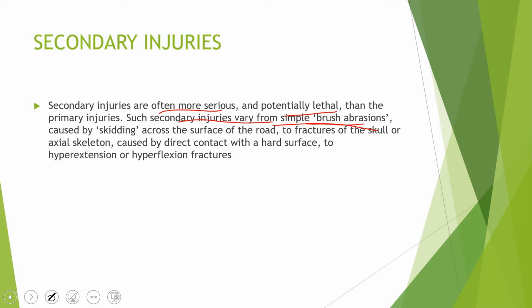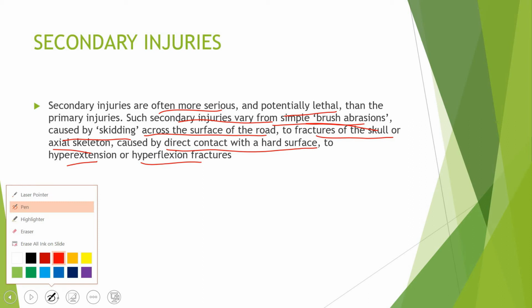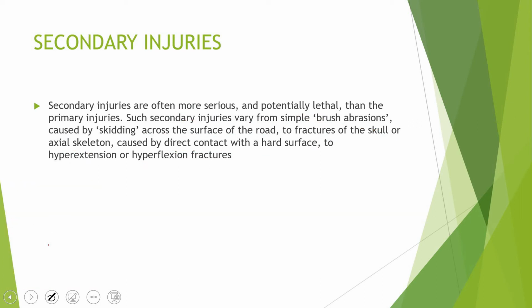Such secondary injuries can vary from simple brush abrasions caused by skidding or frictioning across the surface of the road, to fractures of the skull or axial skeleton caused by direct contact with the hard surface, and there can also be hyperextension or hyperflexion of the joints. And an important point that I kind of missed rather than skipped, to be more honest, is something called a whiplash injury. What is a whiplash injury?